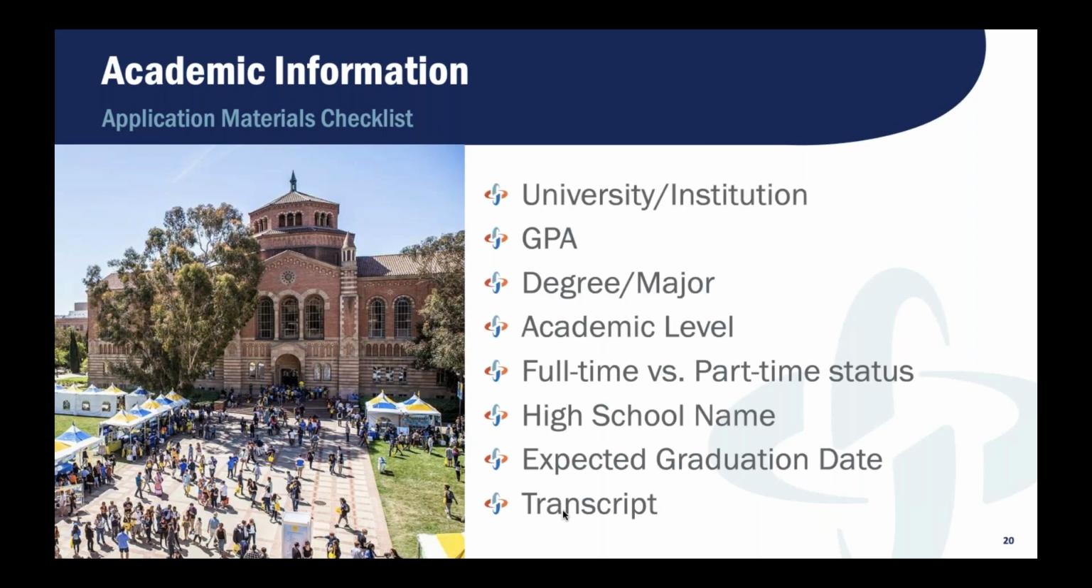Okay, academic information, what university and institution you will be attending. That is for this coming fall. So if you're a transferring student, make sure you include the institution for this fall. Your GPA, degree major, your academic level, again for this fall, full versus part-time. This year, we've seen a lot of students go part-time, take semester off, take a lot of change in terms of enrollment. So remember that you're answering this according to fall.